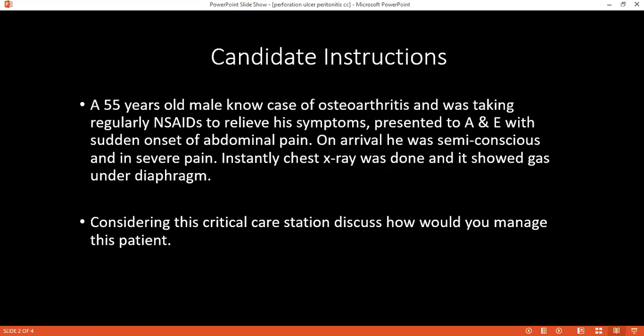Right, so if you have read and understood the critical care scenario, can you please tell me how you would manage this patient? Okay, I'll manage the patient using the CRIPS protocol.